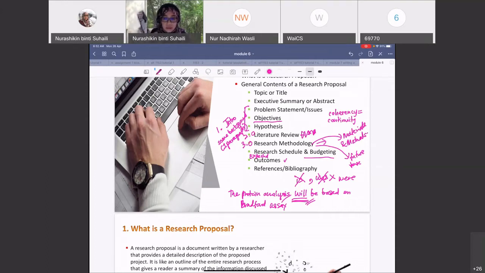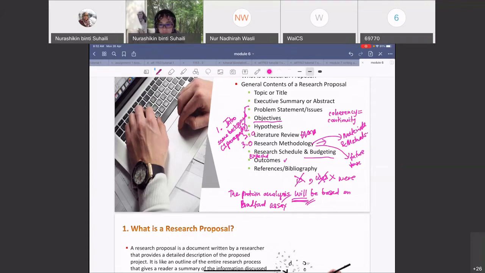So you will say in the expected outcomes chapter that the implication of this research is that it will give useful information about media optimization in general, for the optimal production of laccase, something like that. Okay, so it should answer your objective and it should give the implication of the research.